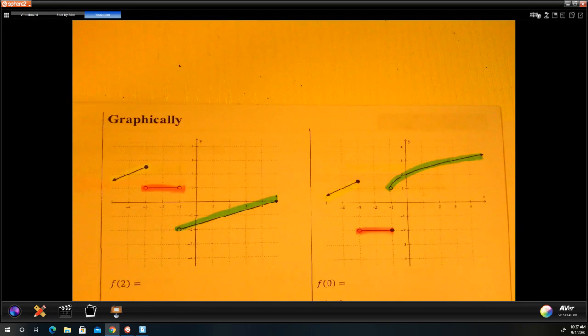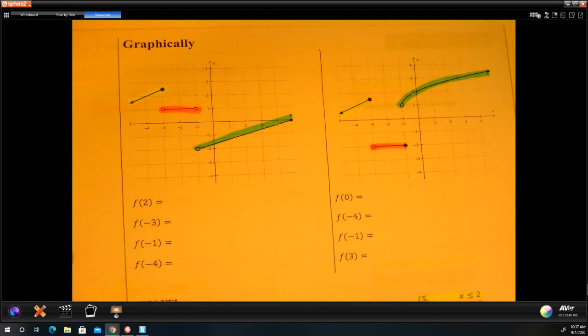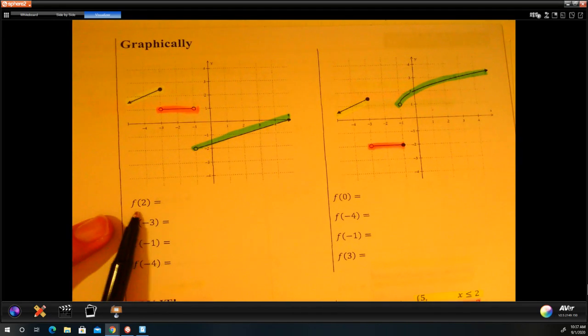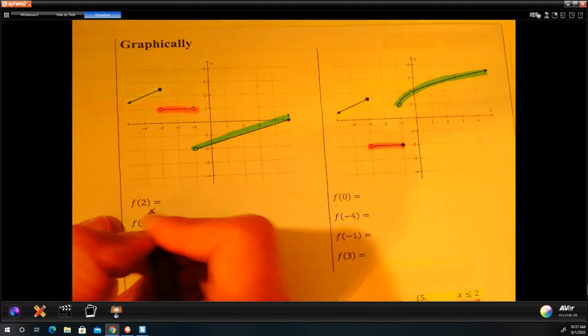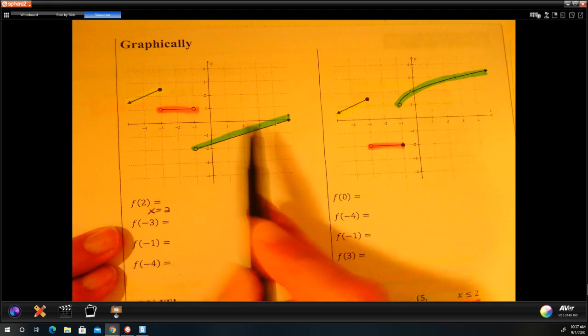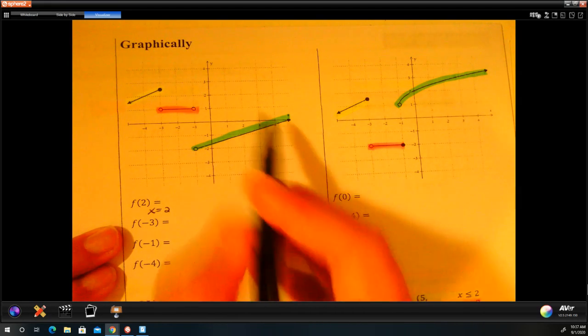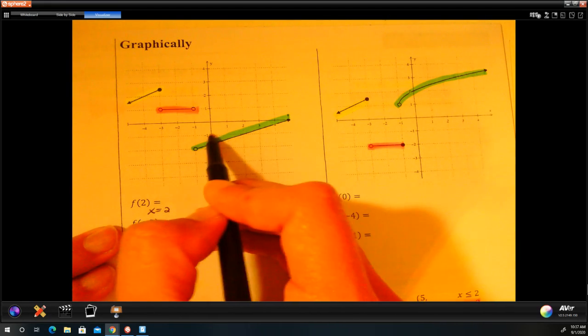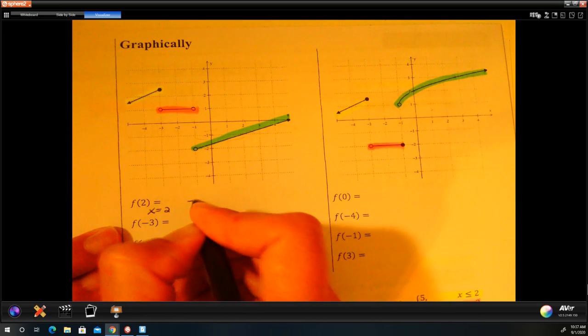So now instead of giving me the functions, they're giving me the graphs. But it's the same thing. When I see f of 2, I know they're giving me x is 2. So x is 2 leads me to this green piece. So x is 2 gives me a value of -1.